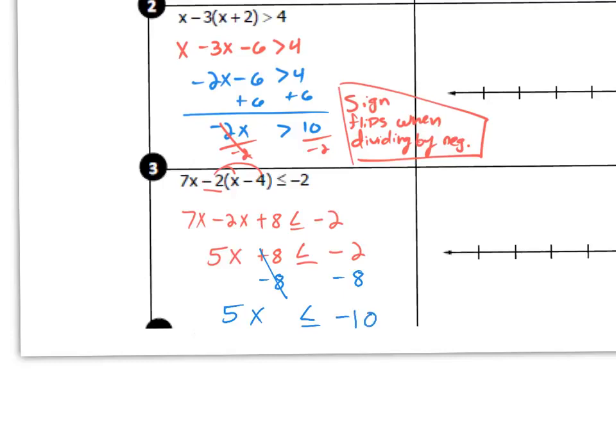And then divide both sides by 5, to get the x all by itself. X is less than or equal to -2. And so this is what we are going to end up graphing. X is less than or equal to -2.